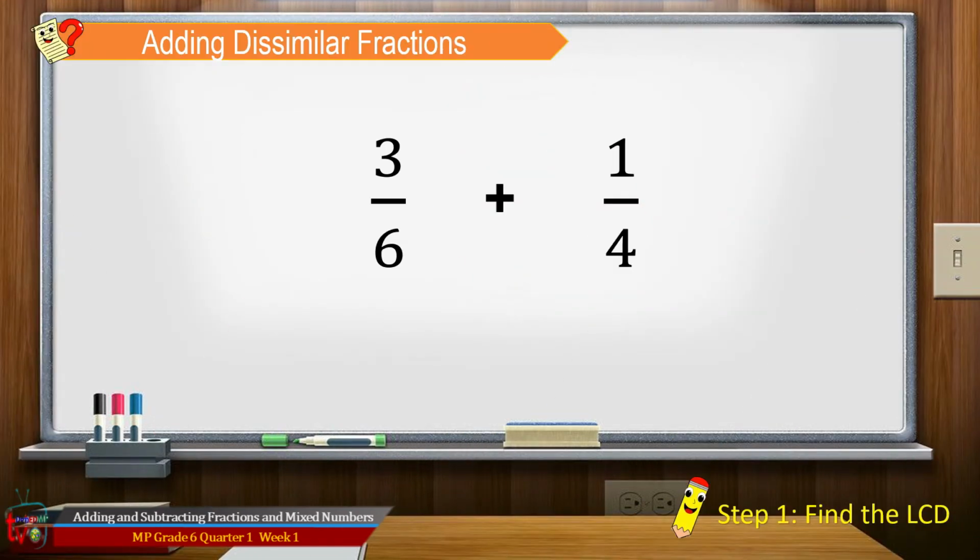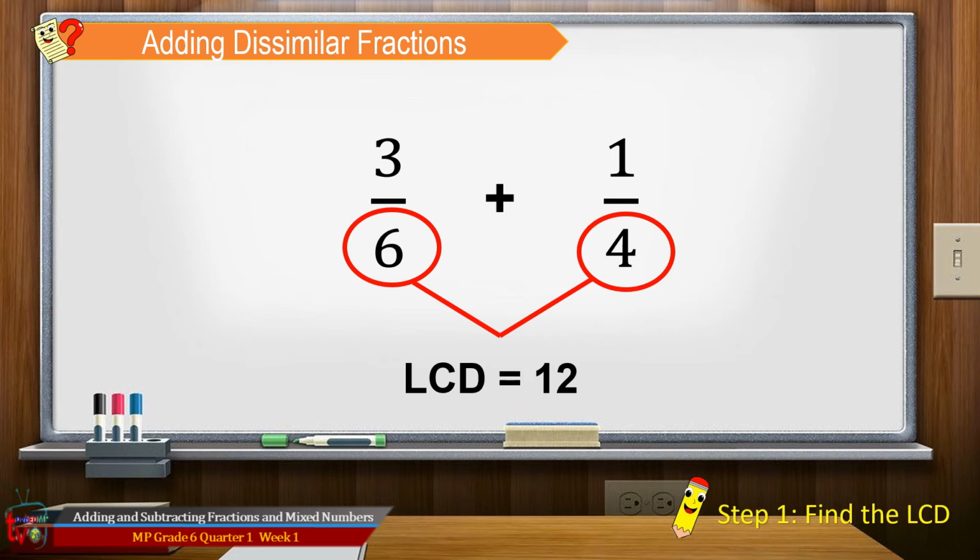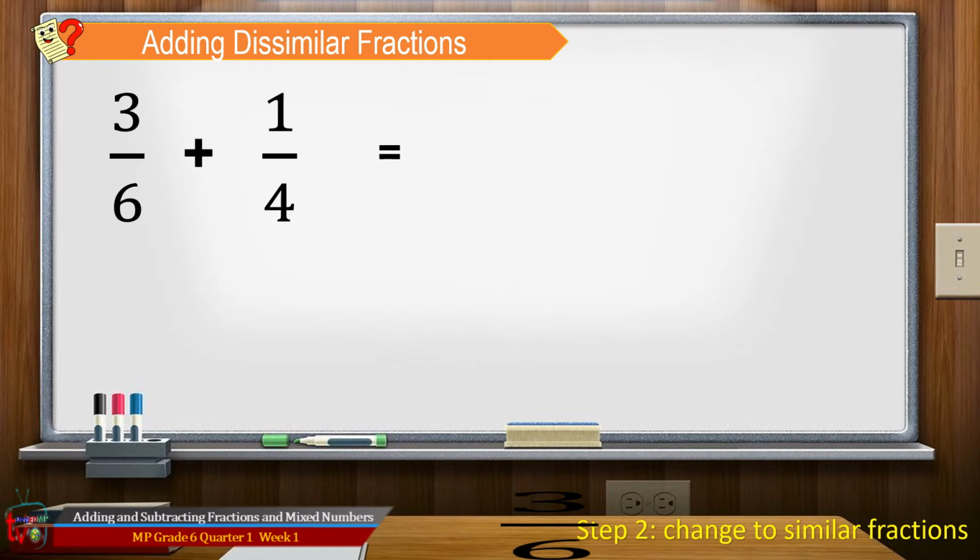Adding dissimilar fractions. Step 1 is to find the least common denominator. That is by finding the least common multiple of 6 and 4. What is the least common multiple of 6 and 4? Yes, it is 12. Therefore, our least common denominator is 12. Step 2 is to change the fractions to similar fractions using the least common denominator 12.